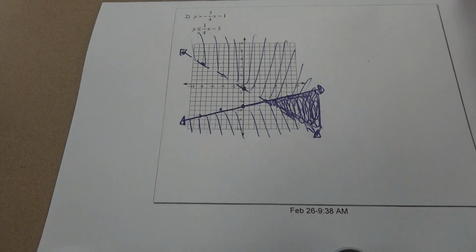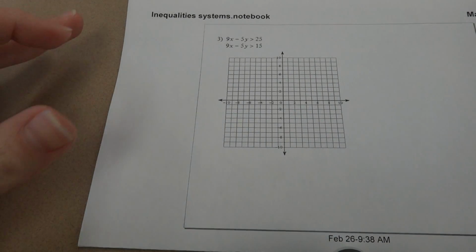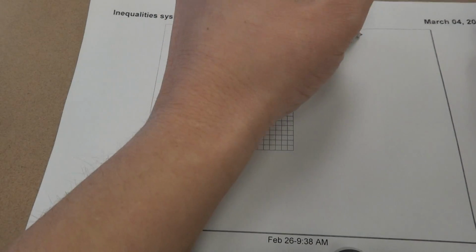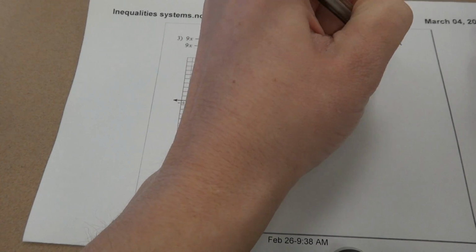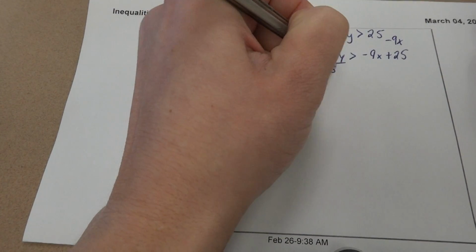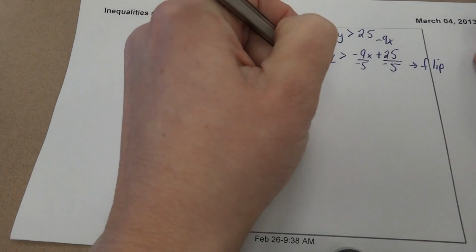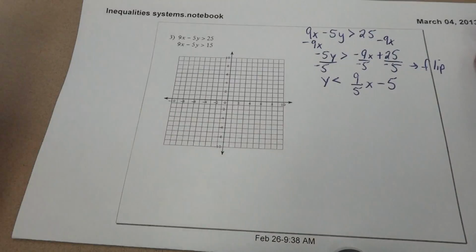All right, example 3 gets a little bit harder because our inequalities are not solved for y. So that's what I must do first. So I'm going to take the first inequality, which is 9x minus 5y is greater than 25. So I subtract 9x from both sides, and I get negative 5y is greater than negative 9x plus 25. Now I have to divide by negative 5 to get y all by itself. Remember, when you divide by a negative, you have to flip the inequality. So now instead of y is greater than, I have y is less than 9/5 x minus 5.